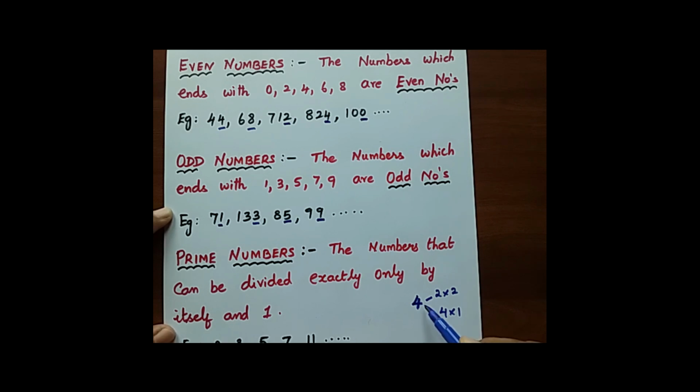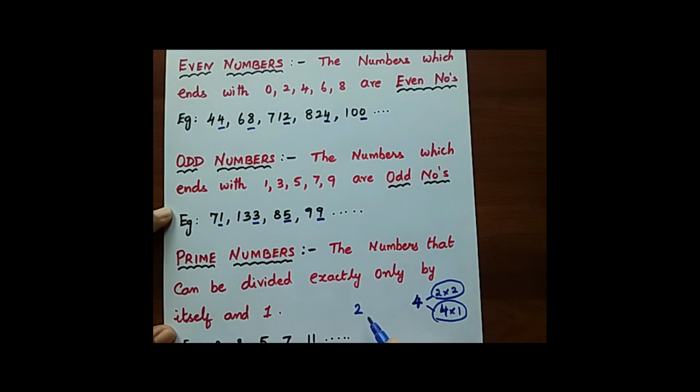So what are the factors of 4? 2 into 2 times is 4 and 4 into 1 time is 4. So we are getting more than one factors here, so we cannot say this number is a prime number. So the number which divides only by itself, for example, if you take 2, what are the factors of 2?